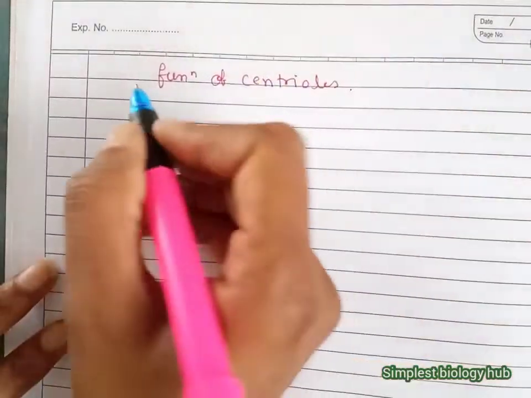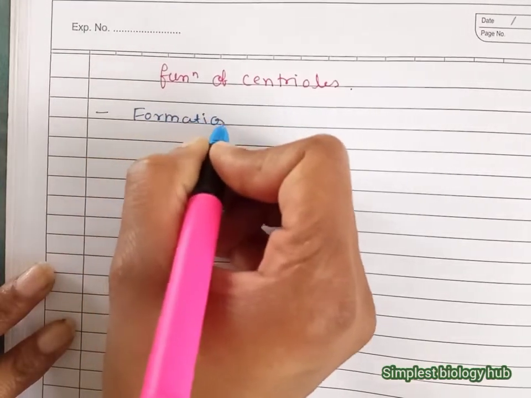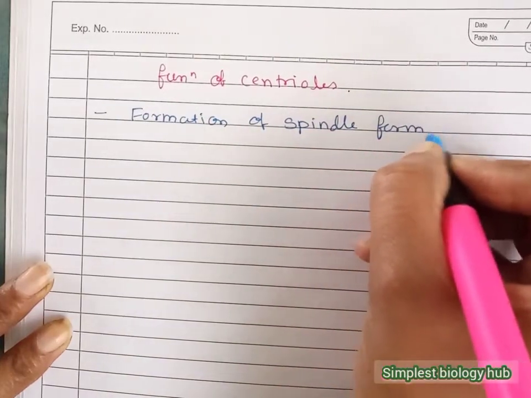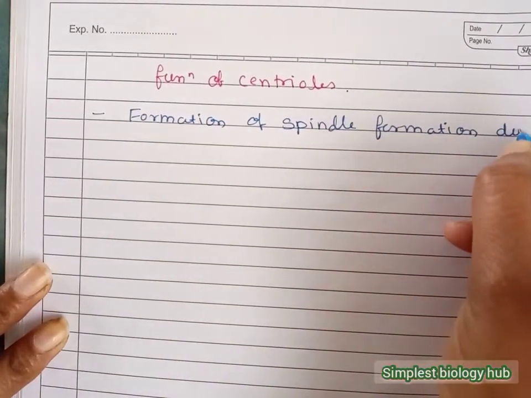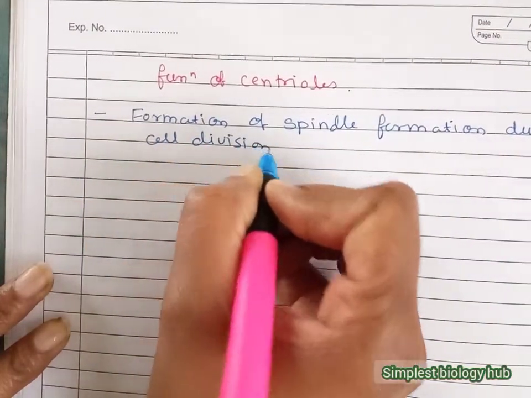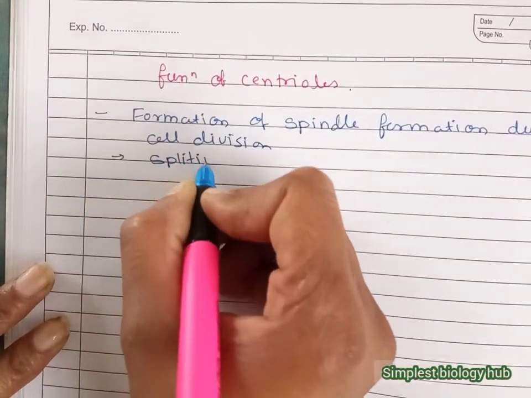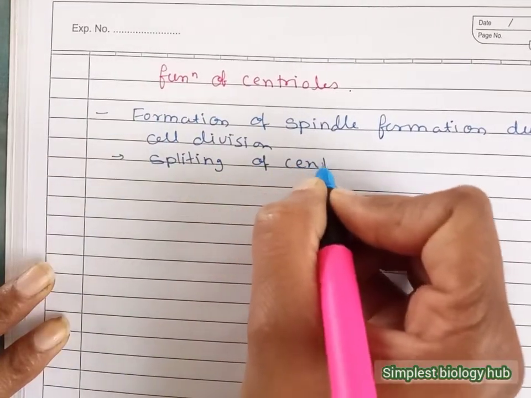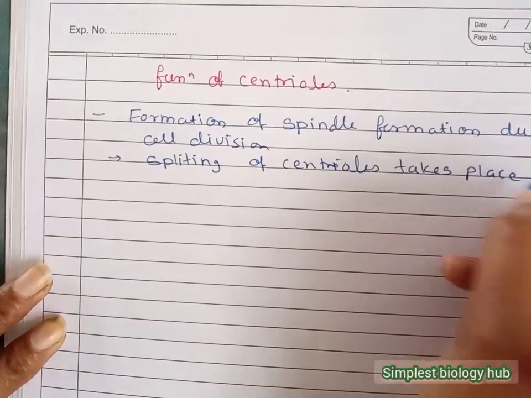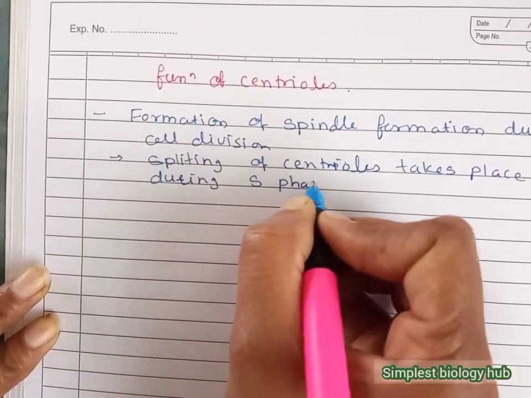Now we talk about the function of centriole. They are found near to the nucleus. The main function is formation of spindle apparatus, or spindle formation, during cell division. Splitting of the centrioles takes place. Actually, the process of splitting of centrioles takes place during S phase of cell cycle.